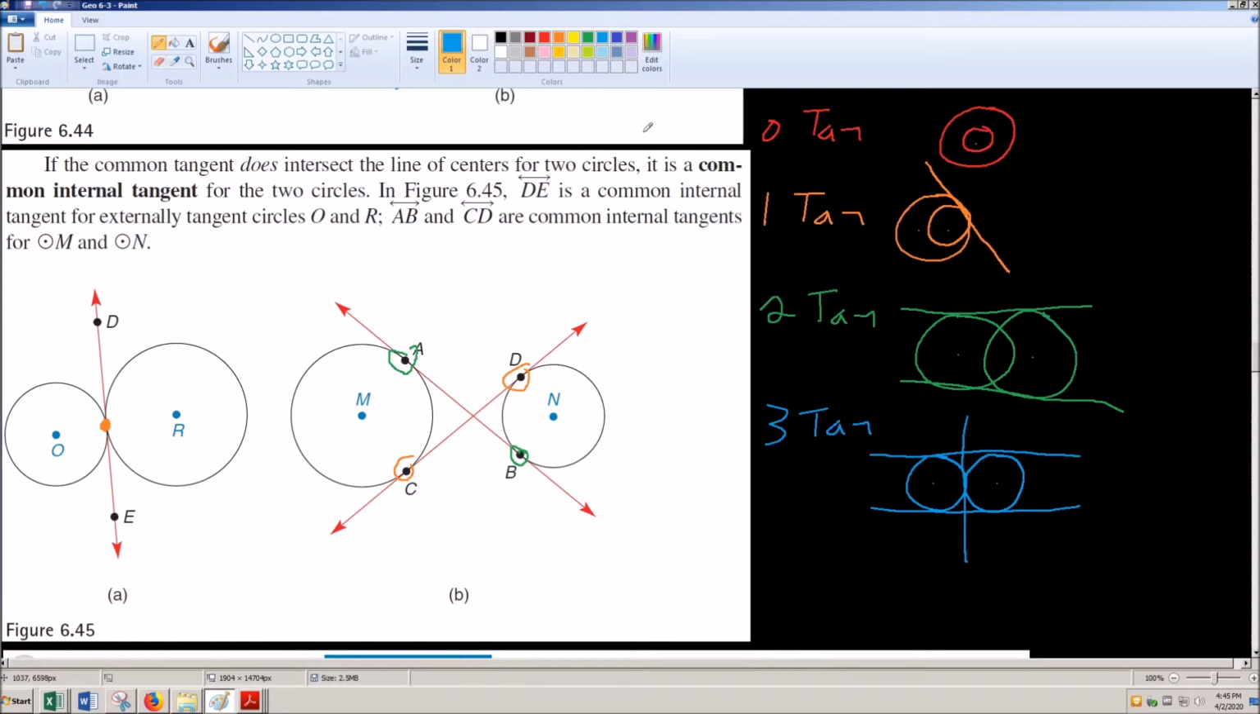We can even say these are concentric. Now, what if I wanted four? I've reached my final form of tangency. I get two circles separated like this, internal tangent, internal tangent, external tangent, and external tangent. So now here we see we have two internal and two external.